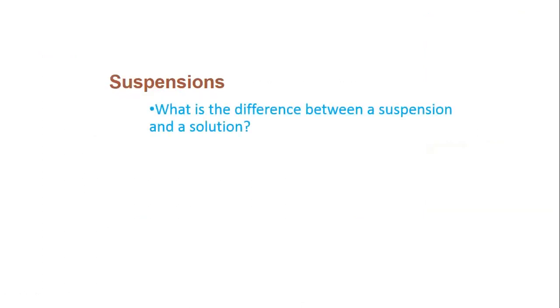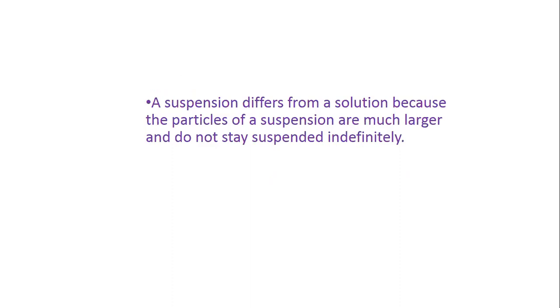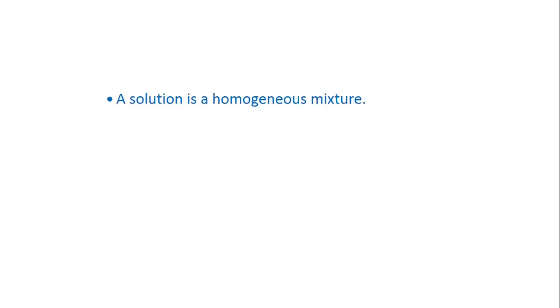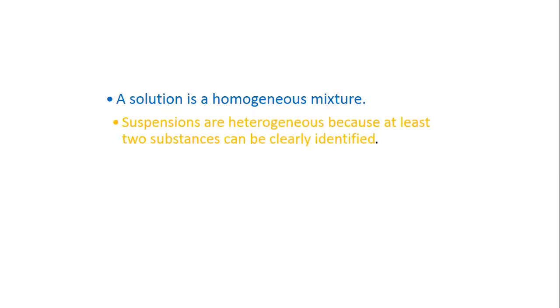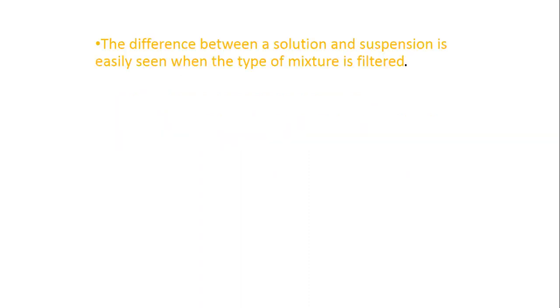What is the difference between a suspension and a solution? A suspension is a mixture from which particles settle out upon standing. A suspension differs from a solution because the particles of a suspension are much larger and do not stay suspended indefinitely. A solution is a homogeneous mixture, while suspensions are heterogeneous because at least two substances can be clearly identified.